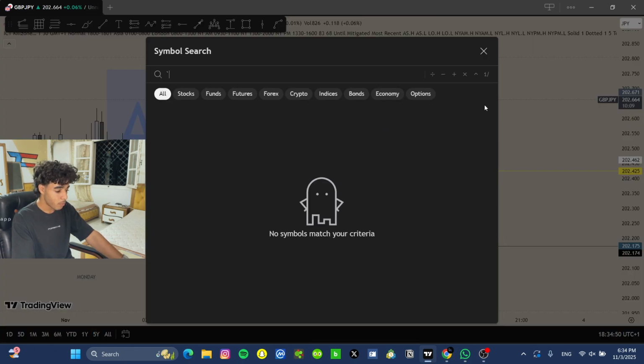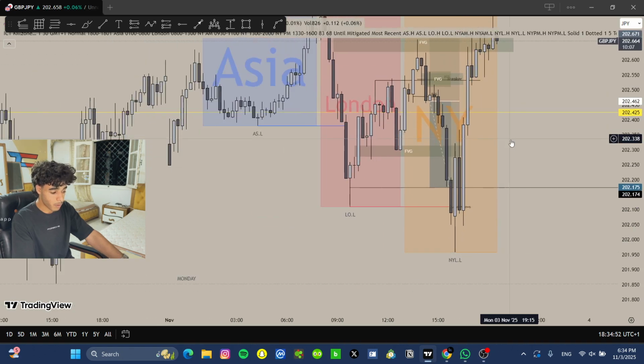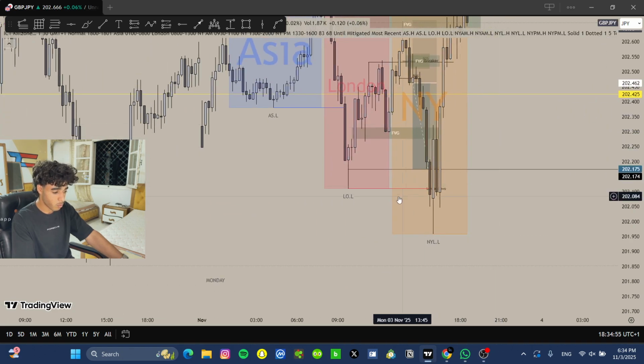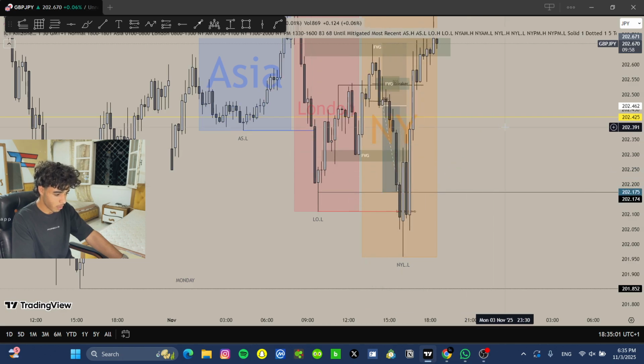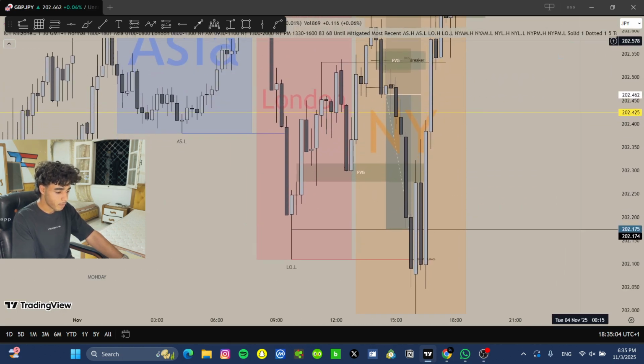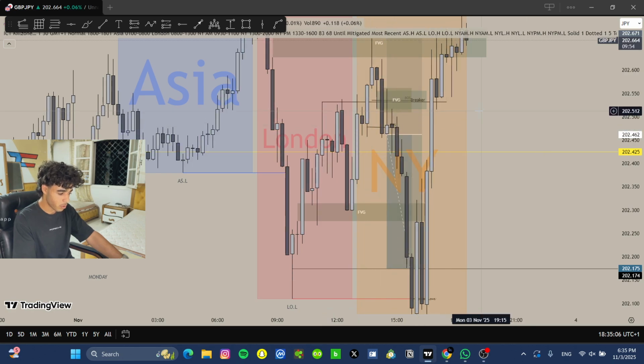My first point of interest to target was these London session lows and these lows, because we still have more generated downside liquidity to the downside. So with that, on the 15-minute, we did break the structure to the downside right here.